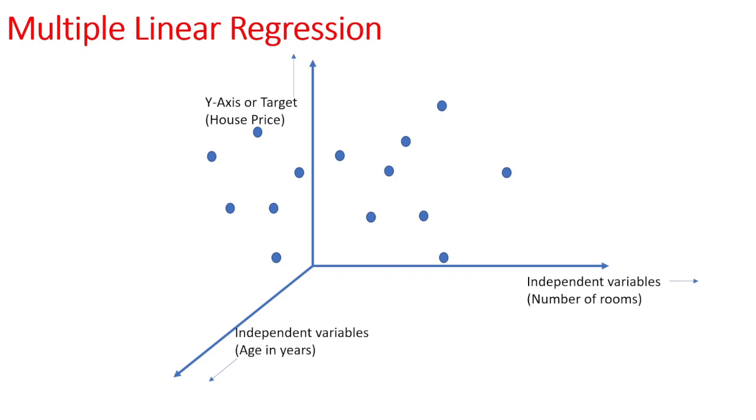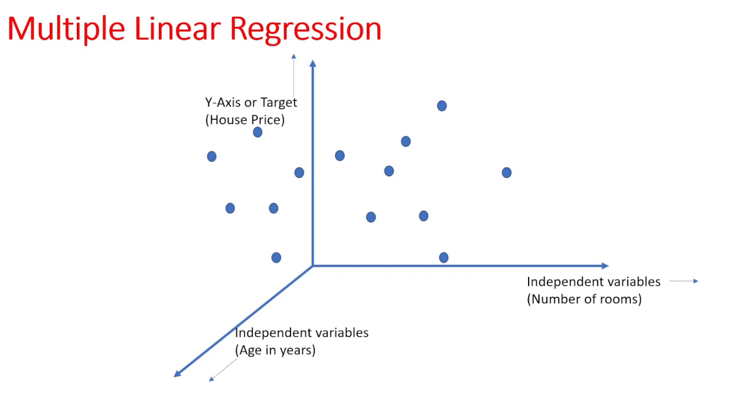On the y-axis, we have the target variable, which is the house price, which is the value that we are trying to predict. On the x-axis, we have the independent variable, which is the same as the previous example, the number of rooms. On the z-axis, we have another independent variable now, which is the house age in years. So now we want to use the house age in years and the number of rooms to calculate the y-axis, which is the house price.